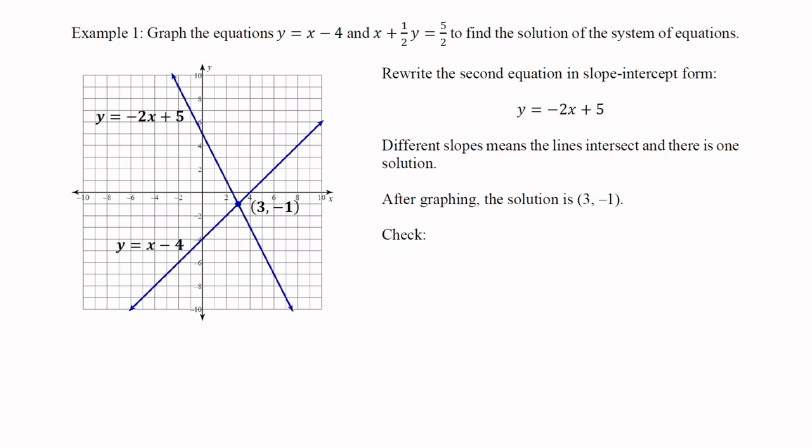And you can run a check of this by plugging (3, -1) into both the first equation to find we have a true statement, and the second equation to again find that we have a true statement. And in this case, I plugged it into my slope-intercept form.